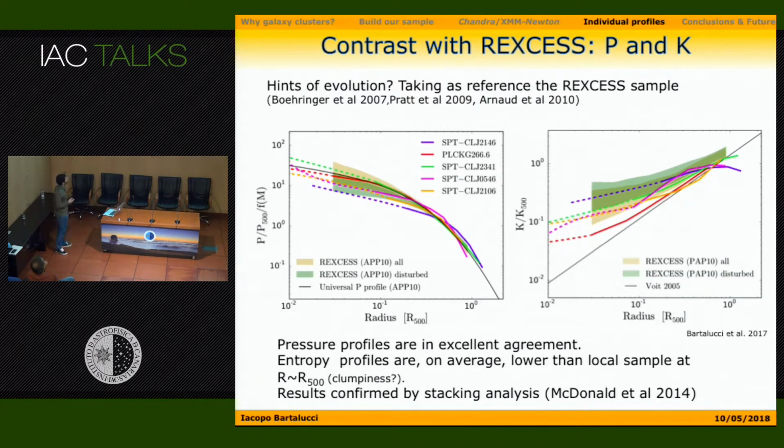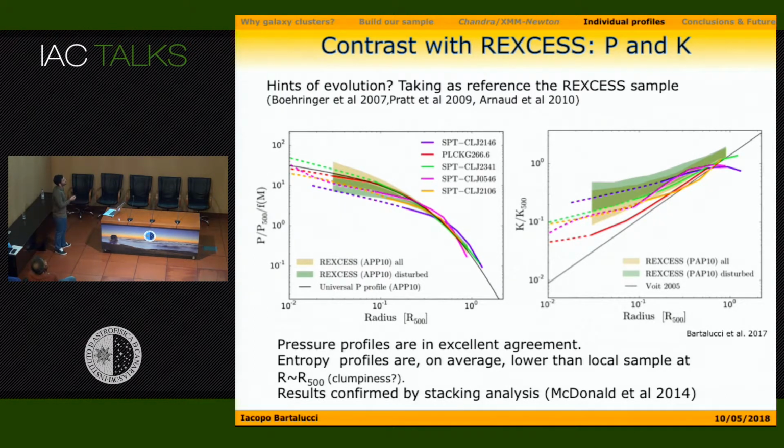Now, another thing that we have done is we have looked at the evolution of pressure profile and entropy. Now, what you see here is that there is a very good agreement. So here are the clusters of our sample, and the dark and light correspond to the REXCESS. Now, what you see is that there is a very good agreement between our individual pressure profiles and the dispersion of REXCESS, and also for the entropy. You see only one outlier here, but in a very wide radial range, there is a very good agreement also for the profiles.